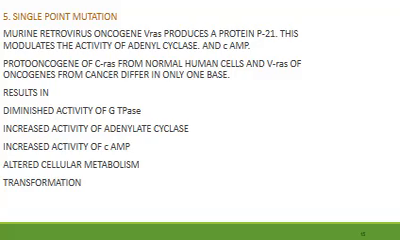And lastly, we have single point mutation. In the case of the murine retrovirus oncogene, the viral RAS produces a protein known as P21. This modulates the activity of adenyl cyclase and cyclic AMP. The proto-oncogene CRAS, the cellular RAS from normal human cells, and the VRAS of oncogenes from cancer differ only in one base. So a point mutation has occurred to convert it to the viral oncogene.